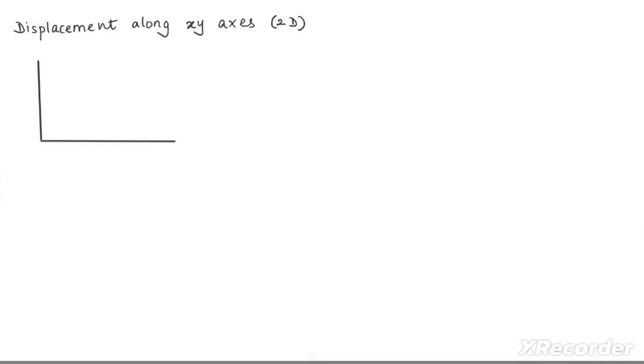Displacement along the xy axis, or two-dimensional displacement. Let's talk about a person who walks in both x and y directions. Let's say this is our x-axis, say it's east and in kilometers. And in our y direction, let's say it's the north.